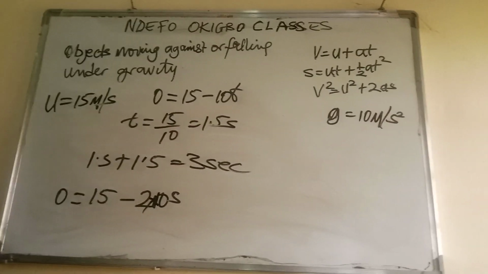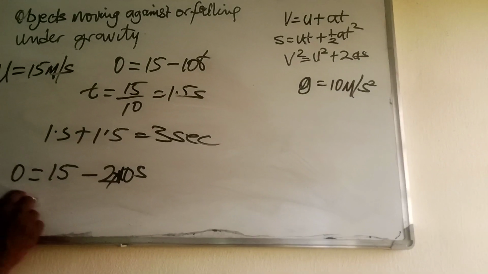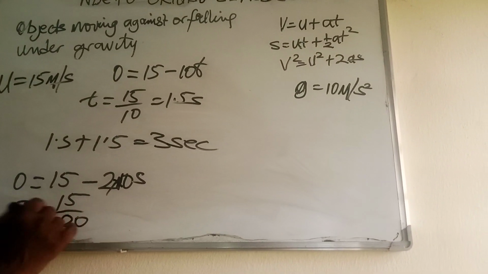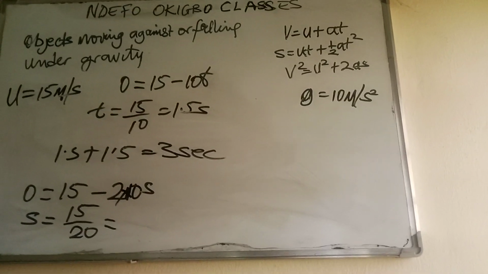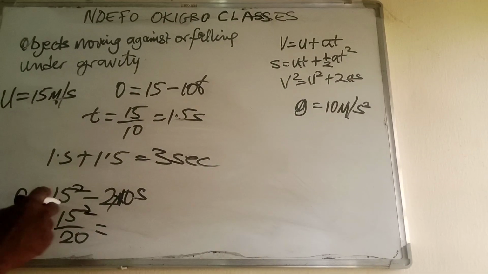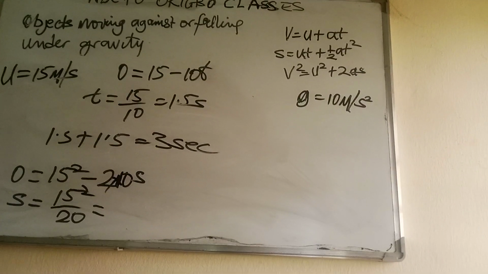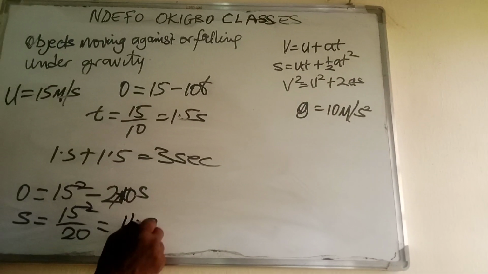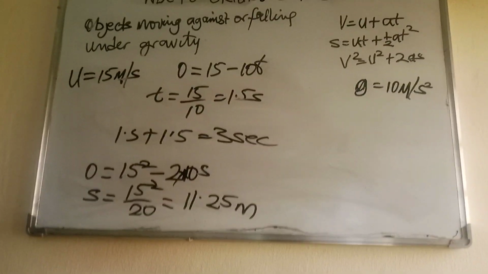So if we do this, we have that s is equal to 15 squared over 20, using the third equation. That gives s as 11.25 meters. That is the highest height the ball reached.